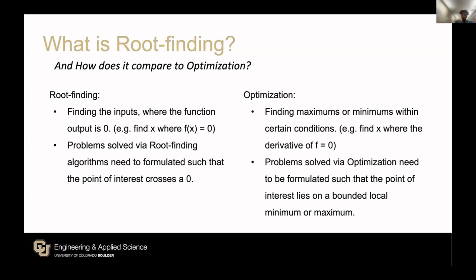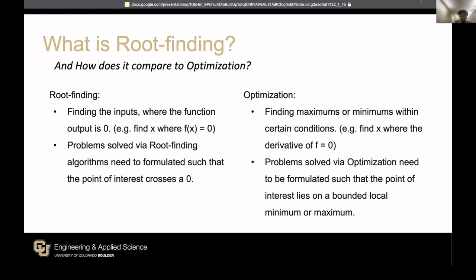And problems solved through root finding need to be formulated such that the point of interest crosses through the x-axis. As for optimization, we're interested in finding maximums and minimums of certain conditions. For example, a function where x is the derivative of f is equal to zero. Problems solved through optimization need to be formulated such that our point of interest needs to be at the minimum or the maximum of that function we're trying to solve.